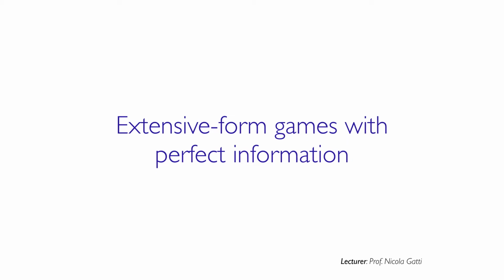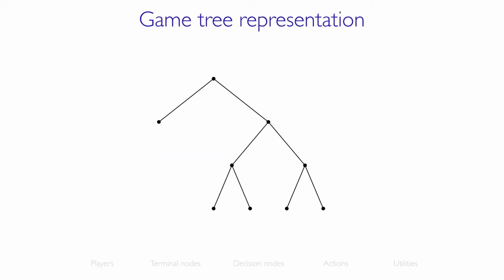The extensive form is the most expressive representation of a game situation. Here we study games with perfect information, that is, games in which all the actions of the players can be observed by all the other players. Classical examples are chess and checkers.